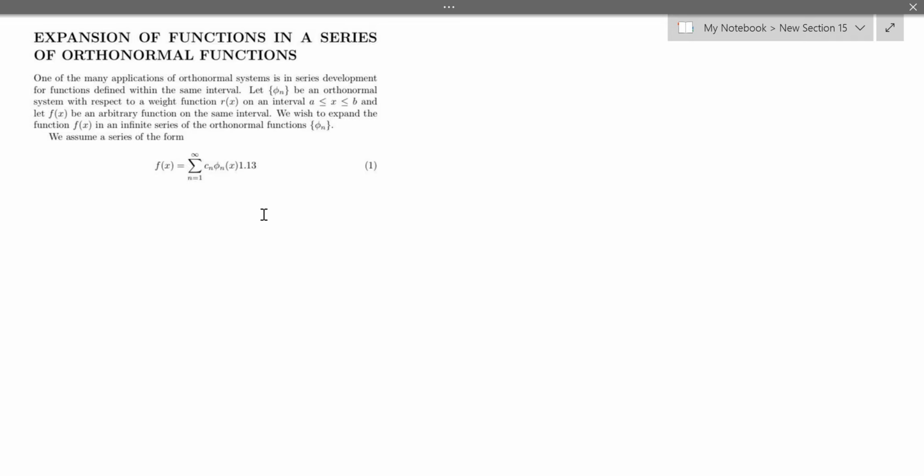Suppose this series exists for f of x. It means that f of x is already known because you'll be given it, and phi n is an orthonormal function which you get from solving a Sturm-Liouville problem. So the only thing needed to complete this expression is the c n. The c n is a constant, so you need to get its value. So let's solve for the value of the constant.